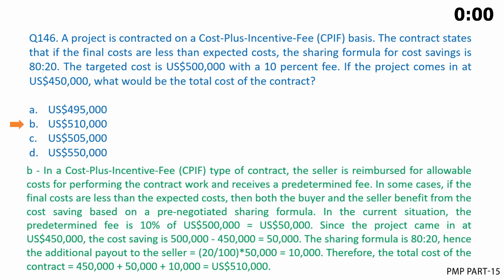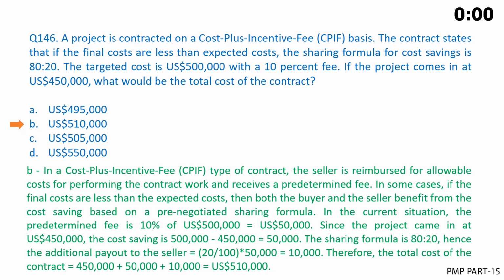The correct answer is B. In a cost-plus incentive fee (CPIF) type of contract, the seller is reimbursed for allowable costs for performing the contract work and receives a predetermined fee. In some cases, if the final costs are less than the expected costs, then both the buyer and the seller benefit from the cost saving based on a pre-negotiated sharing formula.